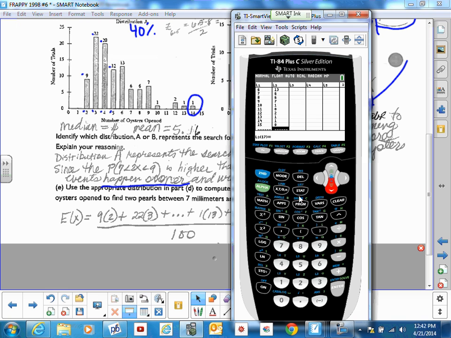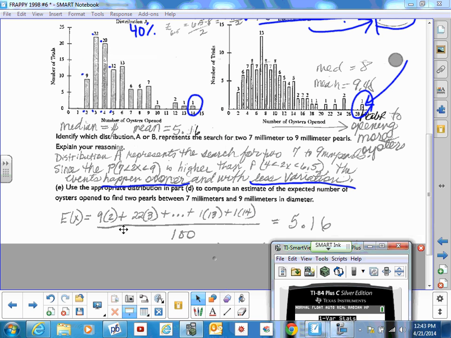So I can go stat over to calculate the one variable stats. But here's the key that I've never shown you. You want to calculate the mean number of oysters opened, and I put that in list 1. Okay, fine. But I put it in there with list 2's frequency. So see, I go comma, list 2. Then what that's going to do is have 9 2's, 22 3's, 20 4's, and so on. And so then I hit enter, and that comes up with the overall average. See, look, it's the same, 5.16. Going 9 times 2 plus 22 times 3, and so on, and averaging those 100s.